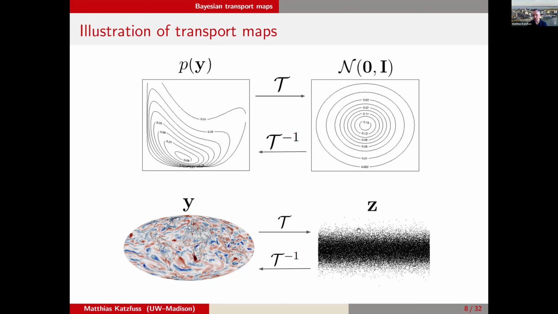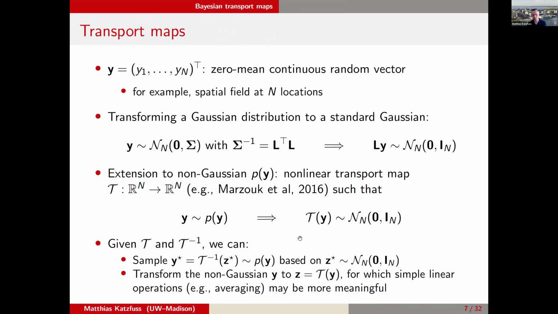And then another nice thing is if we have the inverse of the map, we could also sample from y by sampling Z, which is cheap and easy. We can sample IID standard normals very easily, even lots of them, and then use this inverse transport map to map this to a sample from our target distribution P of y. So that's written down here.